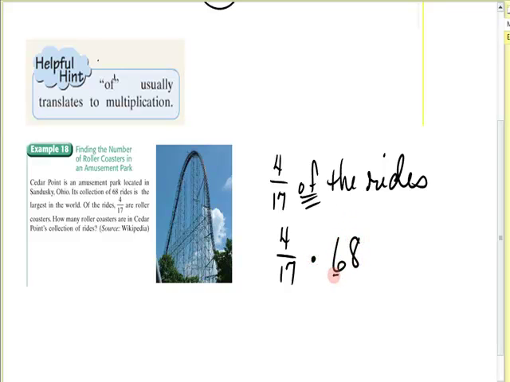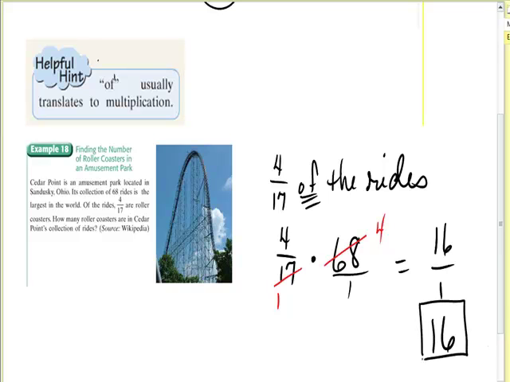To multiply those, the 68 would need to go over 1. You might not realize this at first, but 17 goes into itself once. 17 goes into 68 how many times? 4 times. And so now multiply the tops, 16, the bottoms, 1. We will write that as 16. There are 16 roller coasters in that amusement park. But the key that I wanted to talk about was that the word "of," when you're talking about a fraction of something, means to multiply.